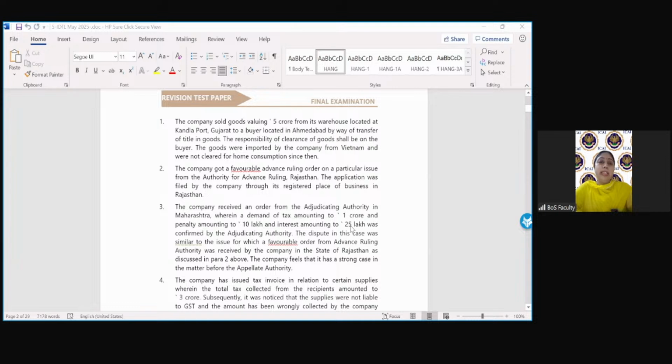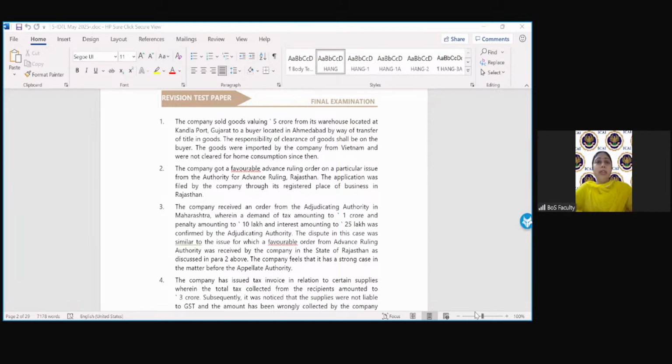So this question says that the company sold goods valuing rupees 5 crore from its warehouse located at Kandla Port, Gujarat, to a buyer located in Ahmedabad. Now, actually, the company has imported some goods, and those goods were lying in its warehouse in the Kandla port. That means those goods were not cleared for home consumption, and the company had warehoused them before clearing for home consumption. And in the meantime, when the goods were warehoused, the company got some buyer for those goods.